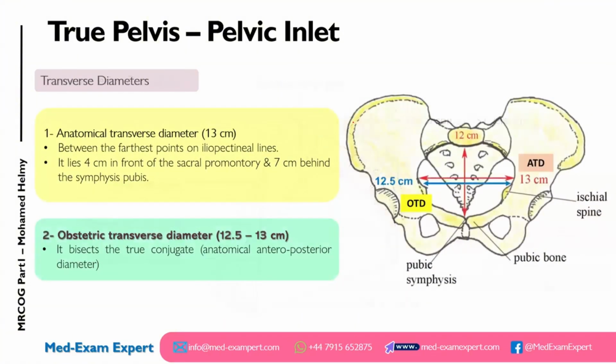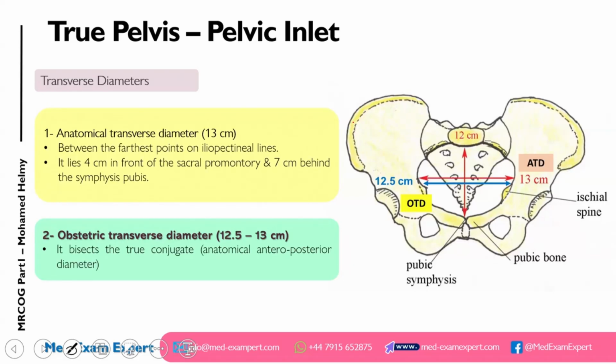Now let's talk about the transverse diameters. We have the anatomical transverse diameter, and also the obstetric one. When we say obstetric, it means the one which we care about in our obstetric practice. Anatomical is simply measuring a line between the two farthest points of the iliopectineal lines.